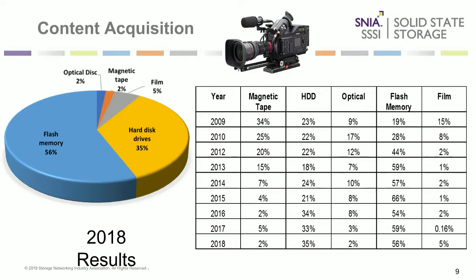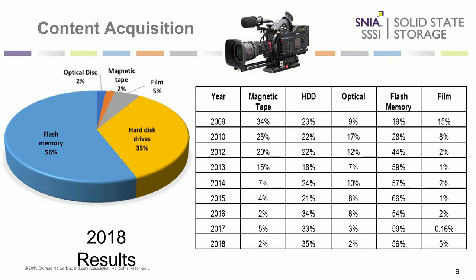So Coughlin Associates has been doing a survey of media and entertainment professionals since 2009. And we looked at all the use of storage and all different aspects of that workflow. If we focus for a couple of slides here on the content acquisition side, in particular on the cameras, the 2018 results on the media that people are using for their cameras is shown there on the left-hand side. That was about 56% flash memory, about 35% hard disk drives, some film, some magnetic tape, and some optical discs. But flash memory was the majority.